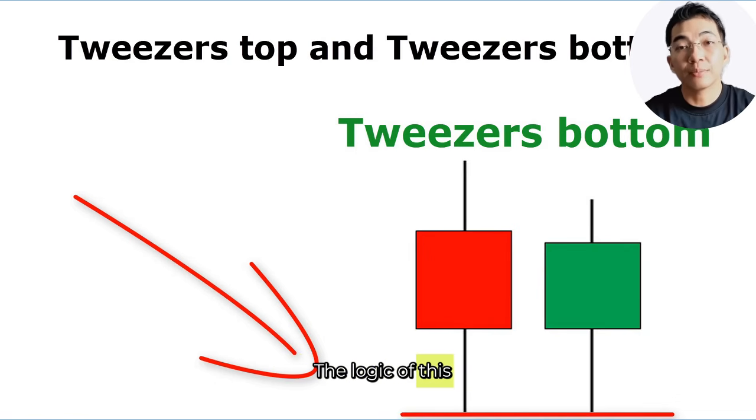The logic of this pattern is that if we have two or more consecutive highs or lows, it means that price is hard to overcome. That's why I introduced this pattern as a candlestick version of support and resistance, because it reminds me of the same logic of support and resistance.